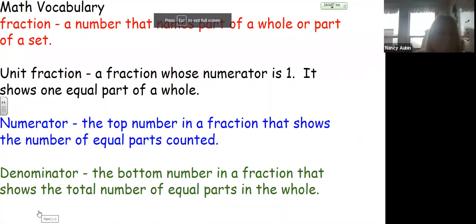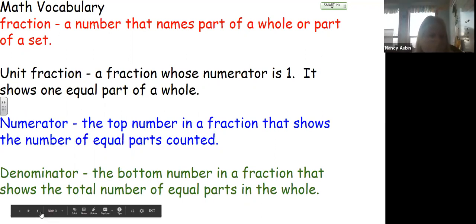All right, we know our math vocabulary. Like I said, this is our last lesson on fractions. Can you believe it, guys? That was really quick. So a fraction's a number that names part of a whole or part of a set. A unit fraction, we talked about this today, Elena, in Think Central. What is the numerator of a unit fraction? Hold up your finger. What is it, Elena? 1. Good girl. Numerator's the top number in a fraction that shows the number of equal parts counted. Sometimes we see them shaded. The denominator's the bottom number in a fraction that shows the total number of equal parts in the whole.